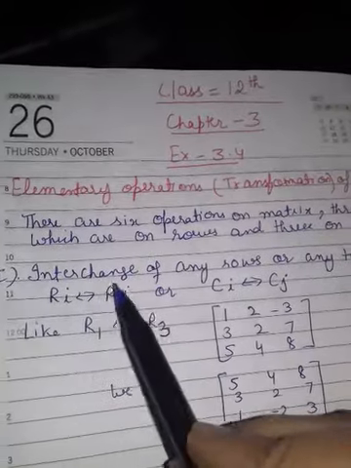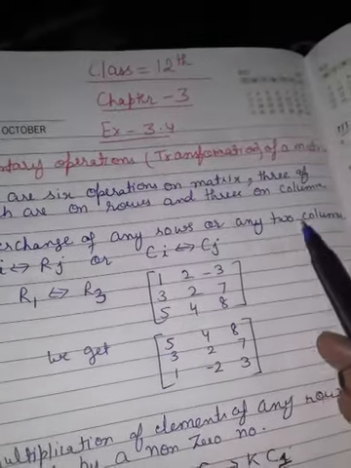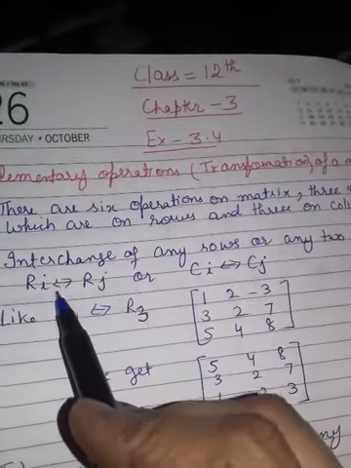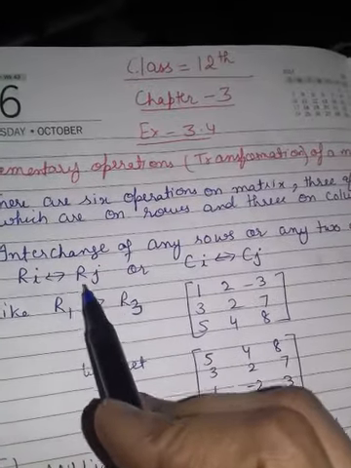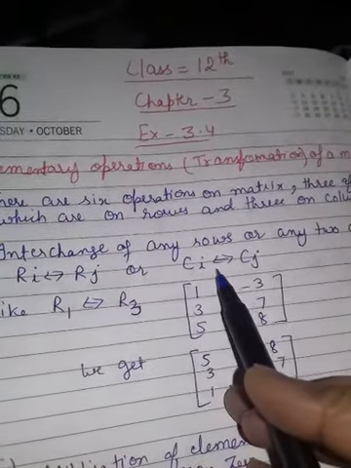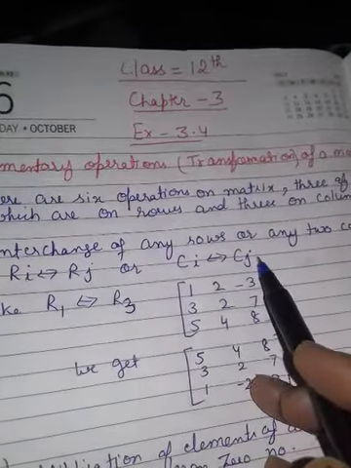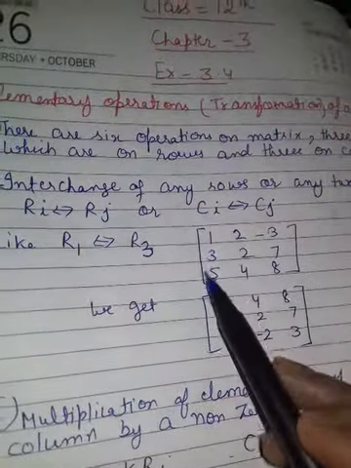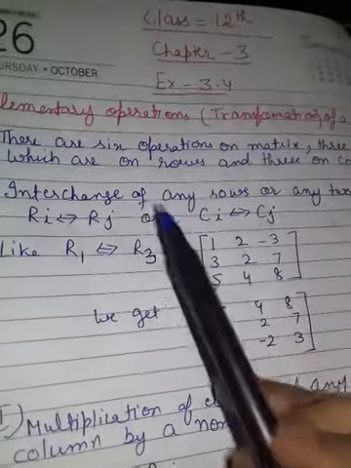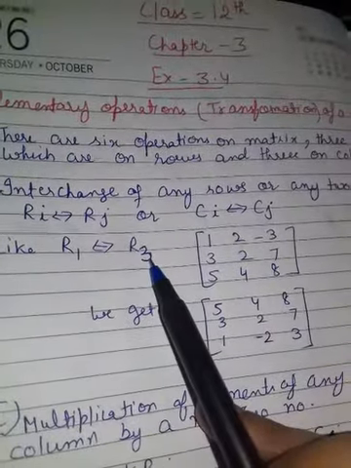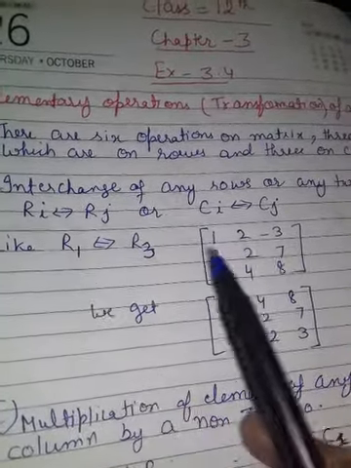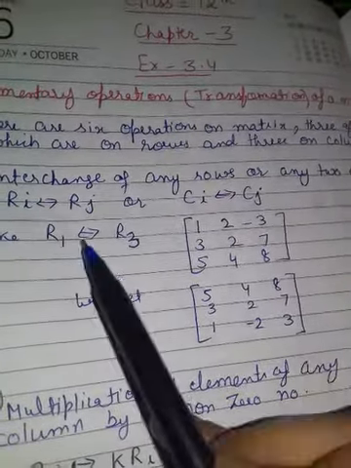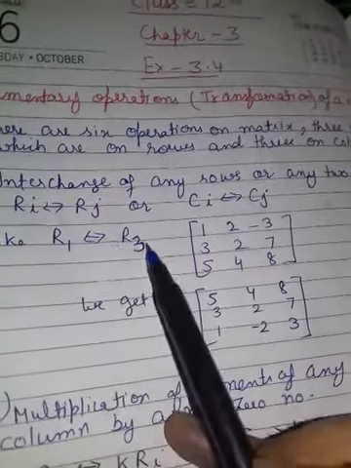Now the first one is interchange of any two rows or any two columns. Clear? Suppose we are interchanging Ri and Rj in rows, or in columns Ci and Cj. I have given one example also, where R1 and R3 are interchanged. See, you have been given this matrix and you have to apply this transformation, meaning R1 in place of R3 and R3 in place of R1. So I will interchange them as you got. Clear? It means interchange in both directions.